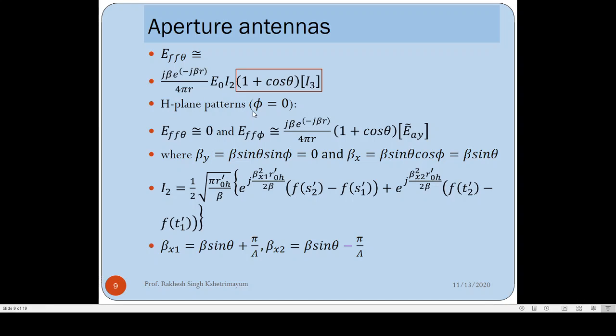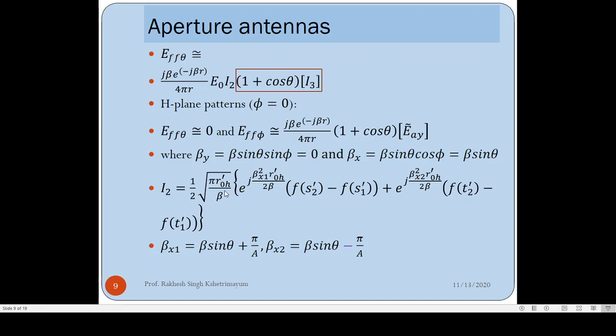Let us look at the H-plane patterns. When phi equal to 0, E theta component will be 0, and E phi component would be like this. Let us look at the parameters beta y and beta x. Beta y will now become 0, and beta x will be beta sine theta, because phi is 0. Sine of phi, when phi is equal to 0, is 0. Cos of phi when phi is equal to 0 is 1. So beta y will become 0, and beta x will become beta sine theta.